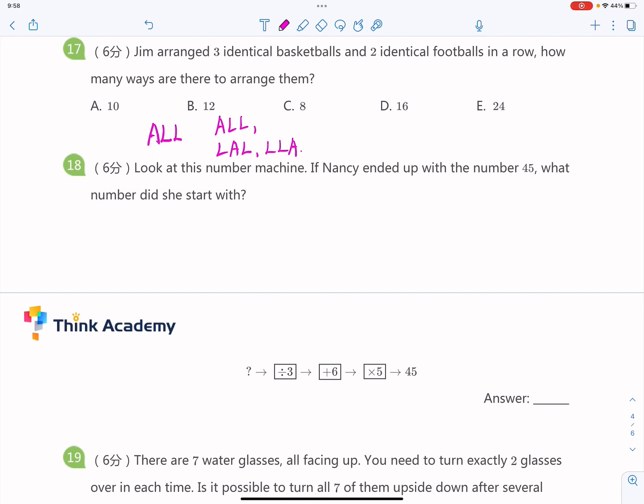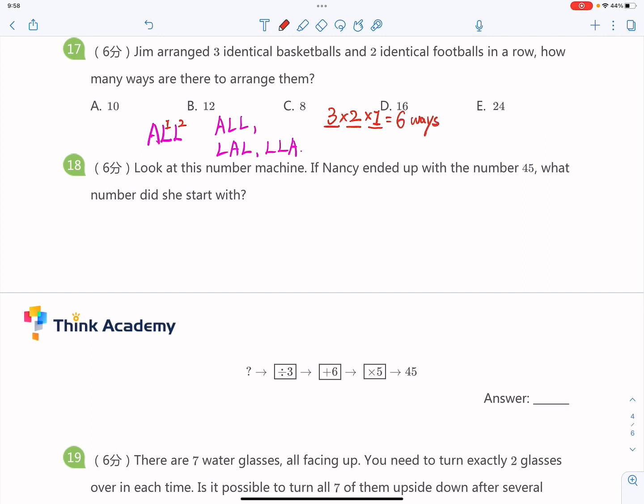But this is just the listing method. We just list them by ourselves. But is there any way that we do some calculation to find these 3? Basically, the method is that we treat these 2 L's as different first. If they are different, we know that if you want to arrange 3 different letters in a row, that will be, say, 3 places, right? For the first place, you got 3 ways to choose. And then for the second one, you got 2 ways. And the last one, you have only 1 choice. That will be 6 ways to arrange them.